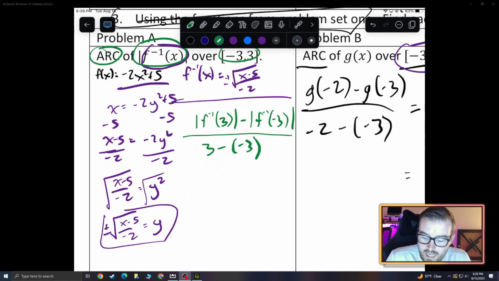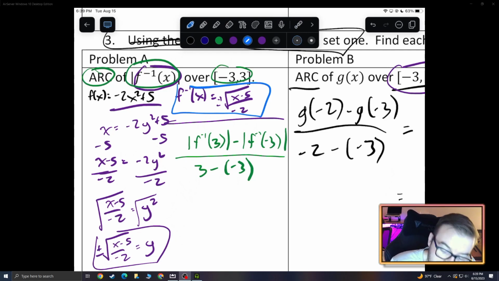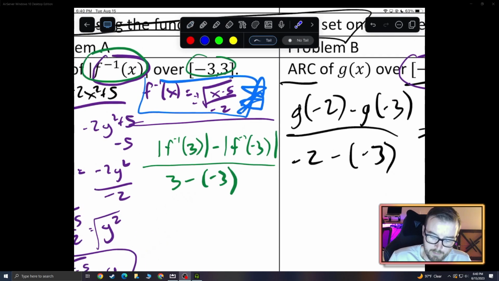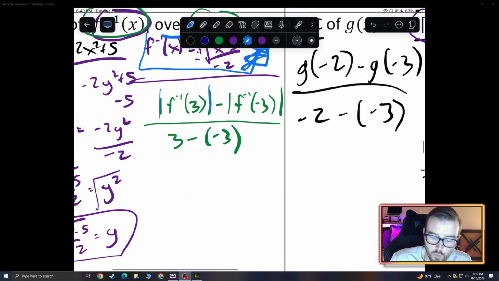And what is f inverse of 3? Well, now that we have solved for the inverse function, just plug it in to the inverse, not to the original function, but into the inverse. Plug it in. What happens? When 3 gets plugged into here, we end up with 3 minus 5, which is -2. -2 divided by -2 is 1. And the square root of 1 is 1. And then take the absolute value, right? Well, the absolute value of 1 is simply 1. So the answer, 1 for the first one.